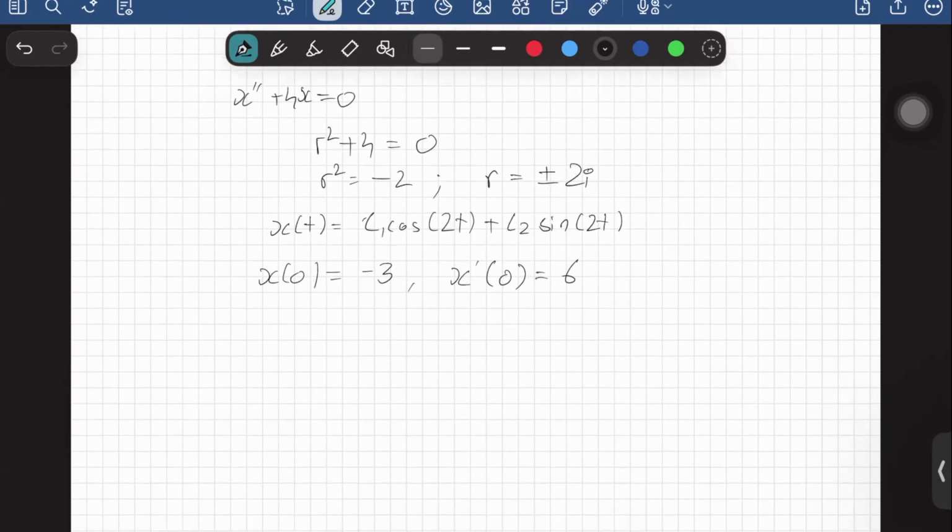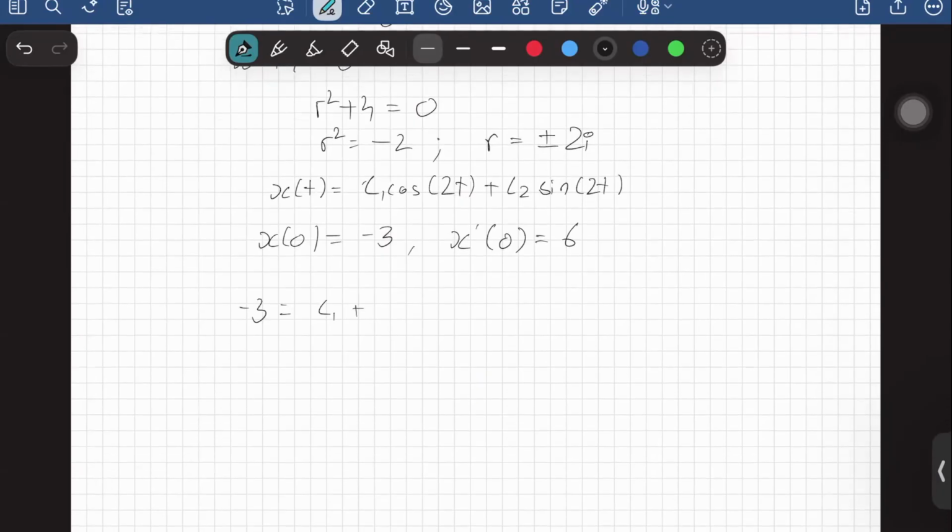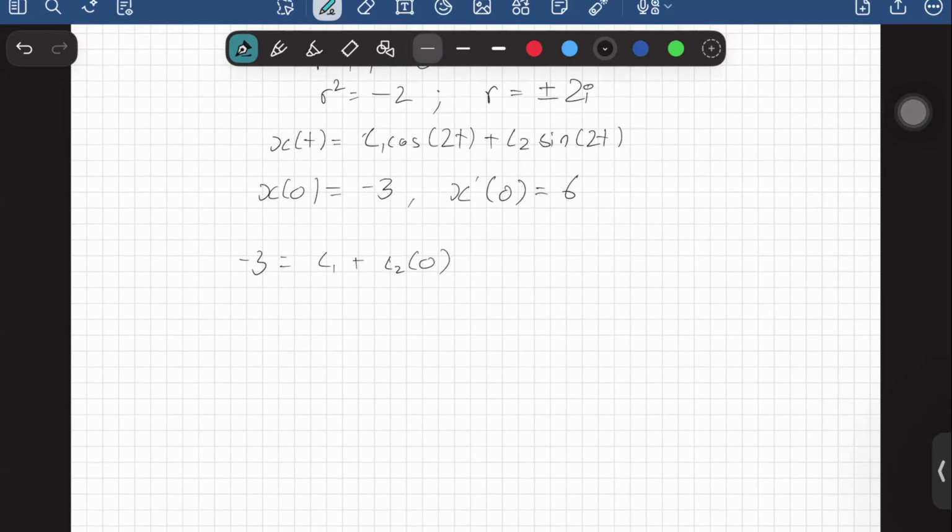So if I just plug this in, x at 0 is equal to negative 3. Cosine of 0, I think we just talked about this before as well, is 1. So that just gives us c1, plus sine of 0 is 0, so it's c2 multiplied by 0. So we found that c1 equals negative 3. What I'm going to do next is differentiate the equation, because I have another initial condition which says that x prime of 0 is 6.